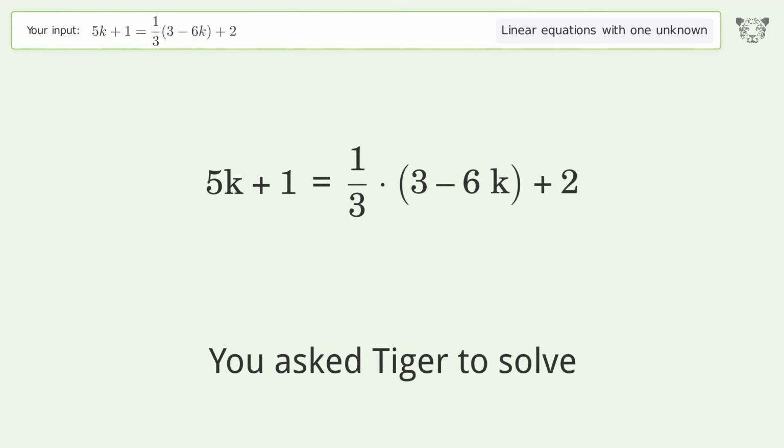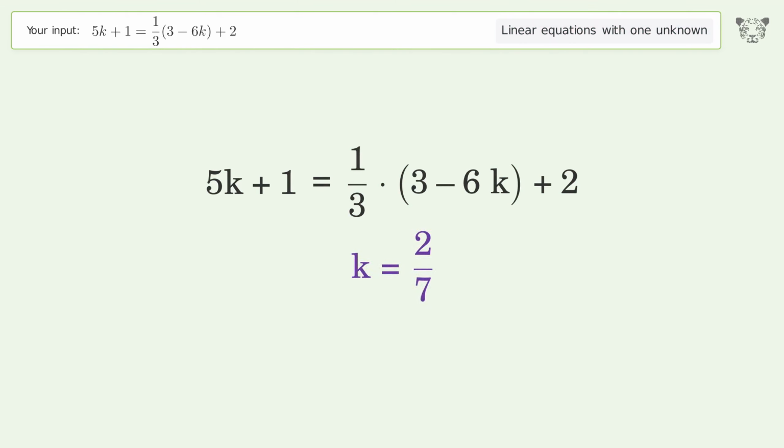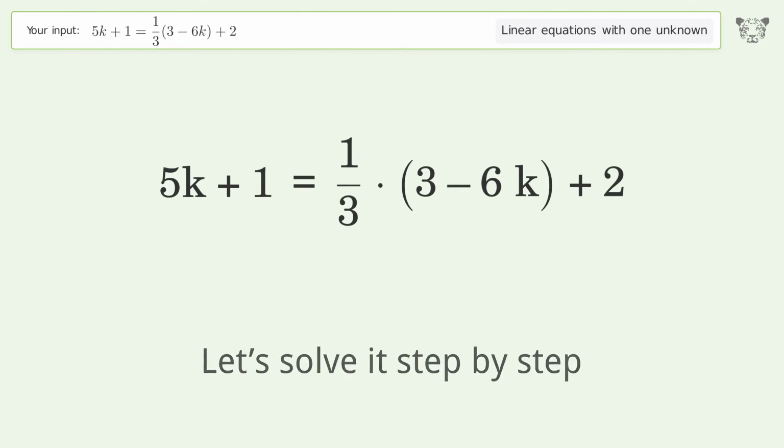You ask Tiger to solve this. This deals with linear equations with one unknown. The final result is k equals 2/7. Let's solve it step by step.